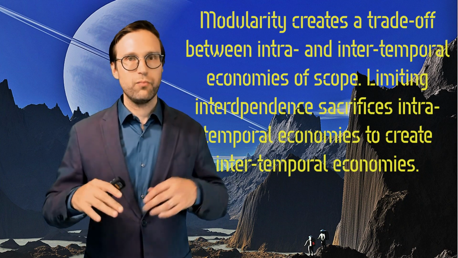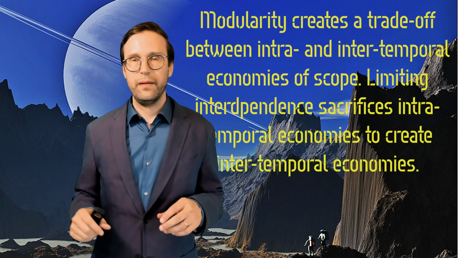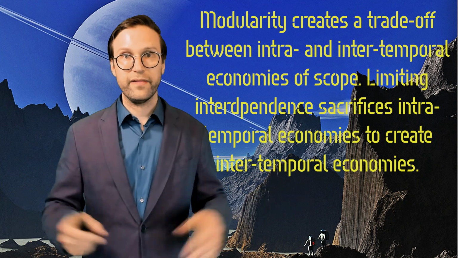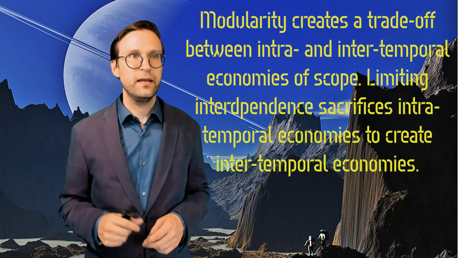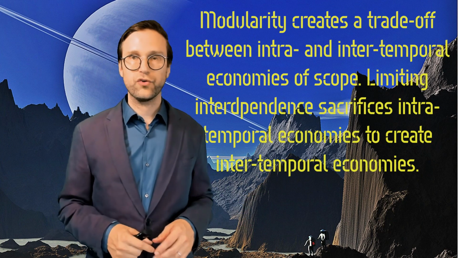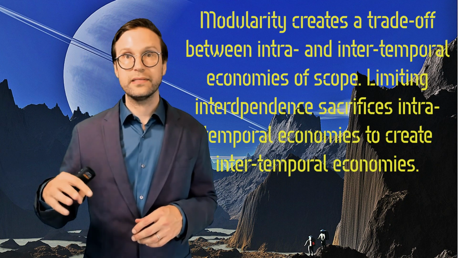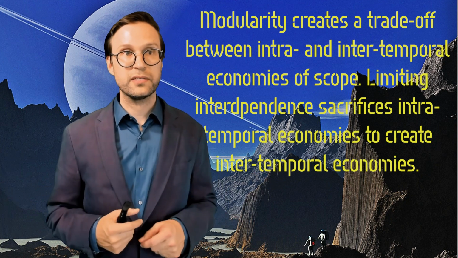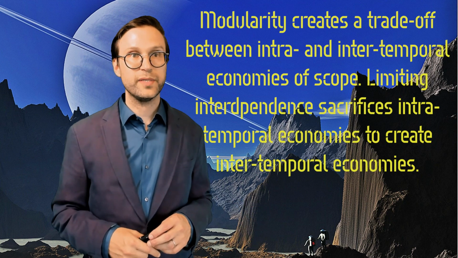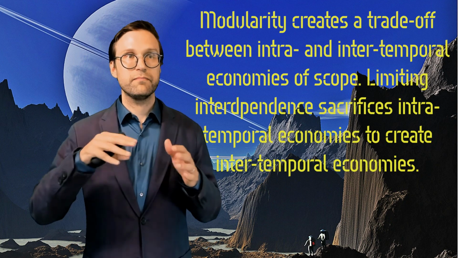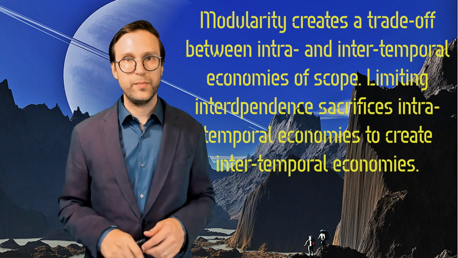So when you have high modularity, low interdependence between business units, that gives the firm a lot of flexibility. It allows parts to be moved around or recombined as needed. So that modularity increases inter-temporal economies of scope, but that same modularity means that you have less joint operation between business units, and that decreases the potential for intra-temporal economies of scope. And this tension creates a trade-off between intra and inter-temporal economies of scope.